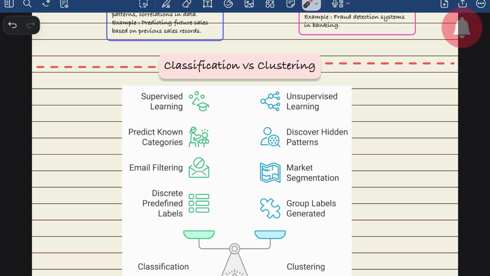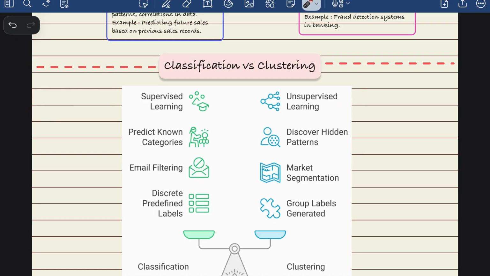So they have naturally formed the groups based on the hidden patterns, on the similarity, without anyone giving them a label beforehand, right? So this is the entire game, guys. Classification is the structured classroom, whereas clustering is the organic canteen. So you see over here, classification is supervised learning. There are already branches, there are already buckets predefined.